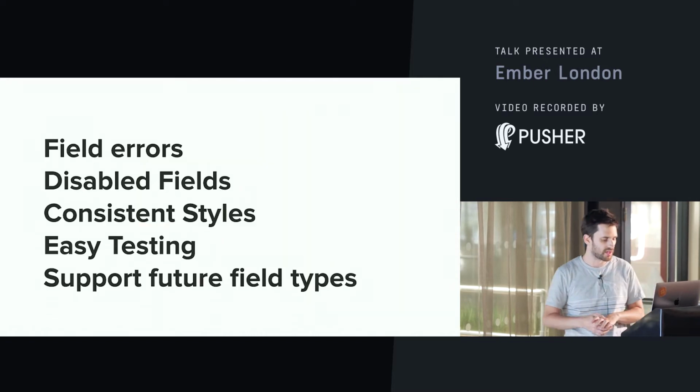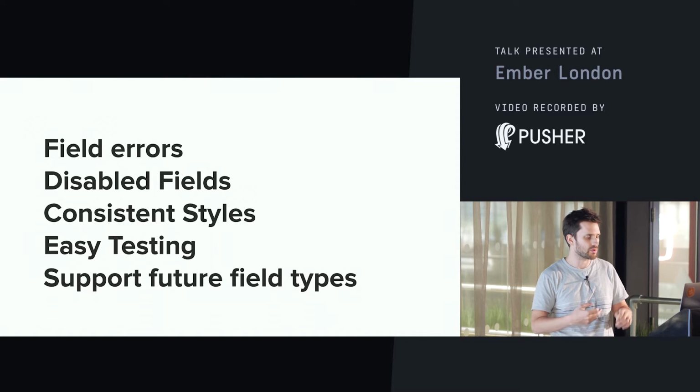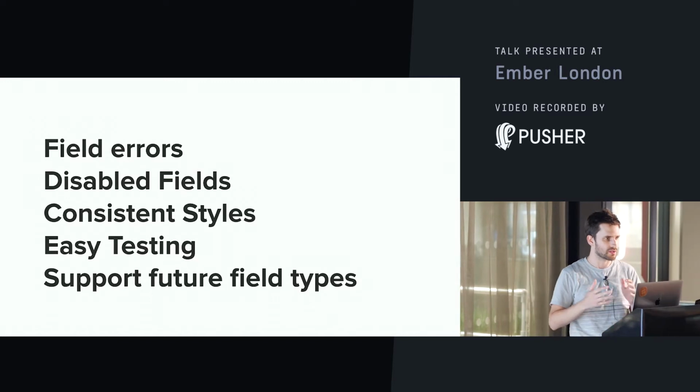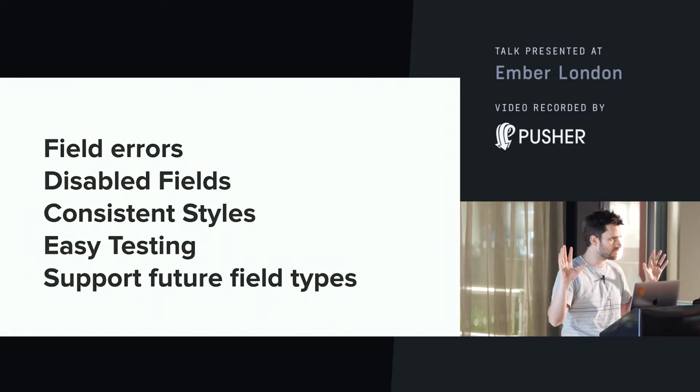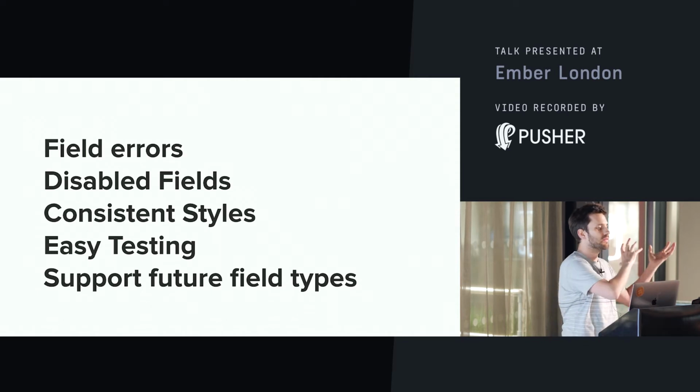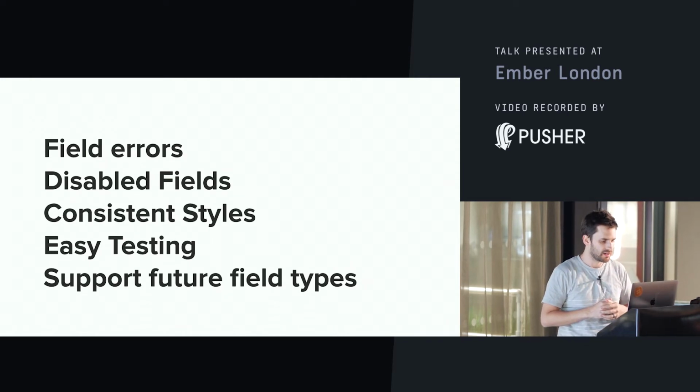So what we wanted to have was field errors, labels. We wanted to be able to disable fields. We wanted to be able to disable the whole form if we wanted to. We wanted consistent styles so that the developer never has to think, if they have an input, what class do I need to attach to this input to get it to look like the 50 million other inputs in my app.